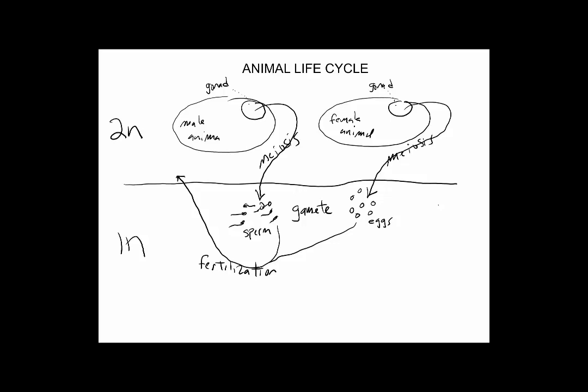And oh, we have to go back across the line again because now we have a zygote, a fertilized egg, which is a diploid cell that results from the fusion of the gametes. And so this arrow is mitosis, where the fertilized egg develops into an embryo and then a grown-up animal. Ta-da! So that's the animal life cycle that is somewhat familiar.